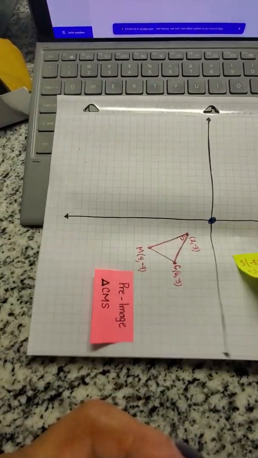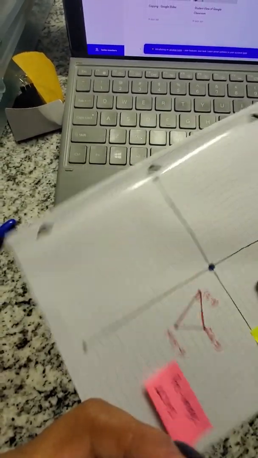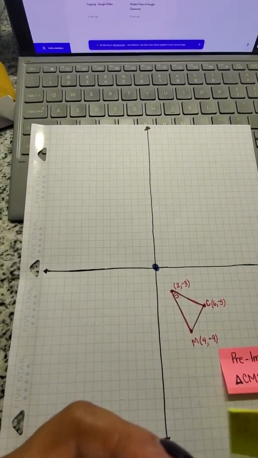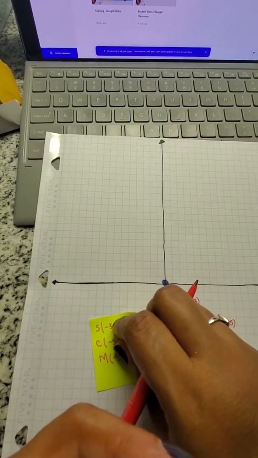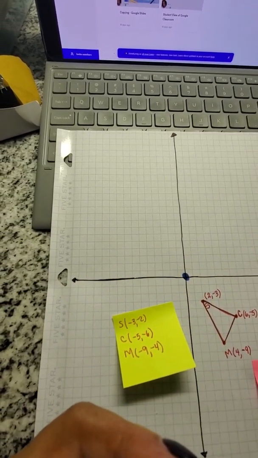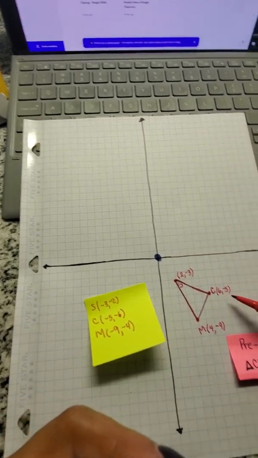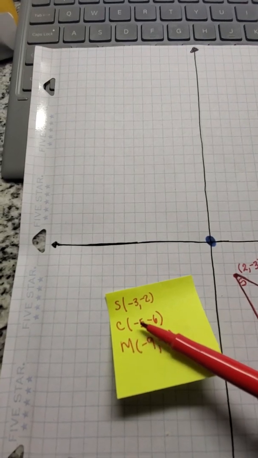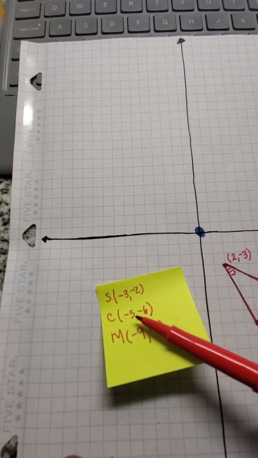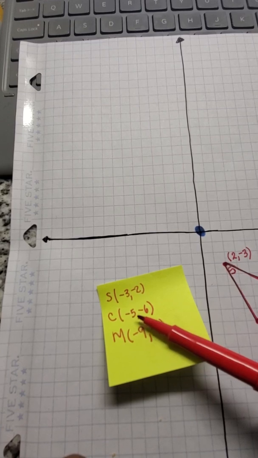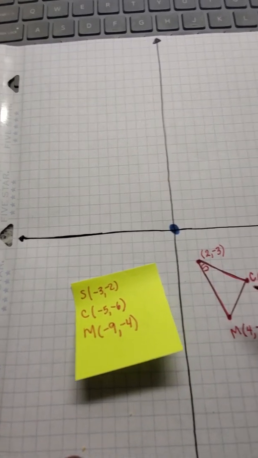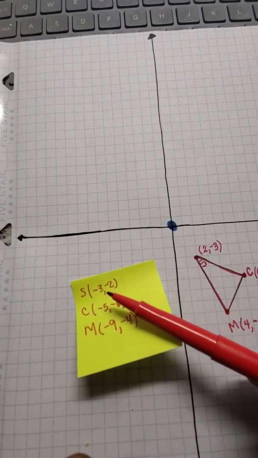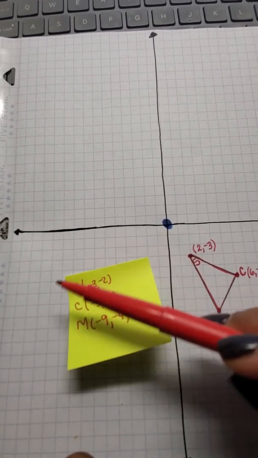So if I look at where I started and a 90-degree turn, this is where my points would be at 90 degrees. Notice that C is at 6, -5 in the pre-image, but when I rotated it 90 degrees clockwise, it is at -5, -6. As you can see, X and Y flipped, and then the signs correspond to the quadrant.